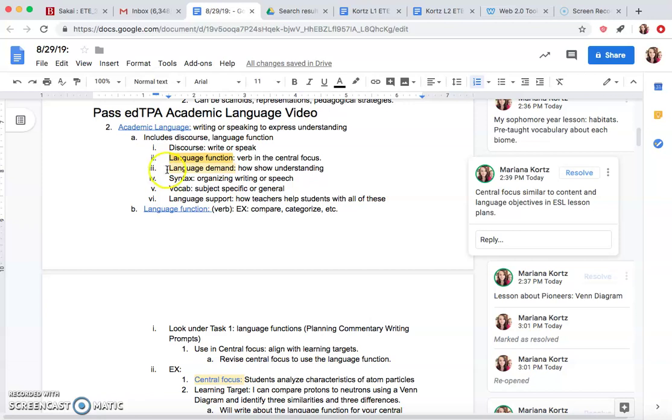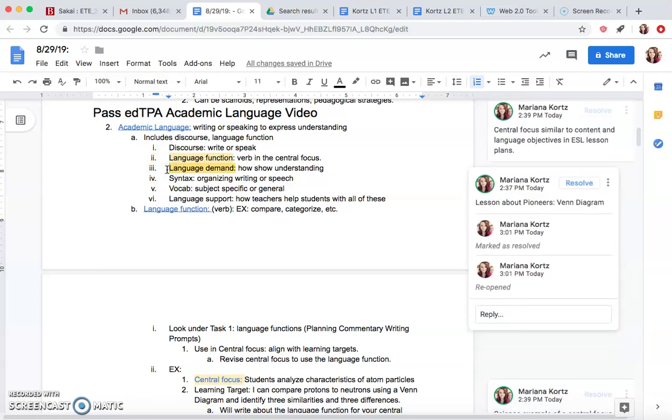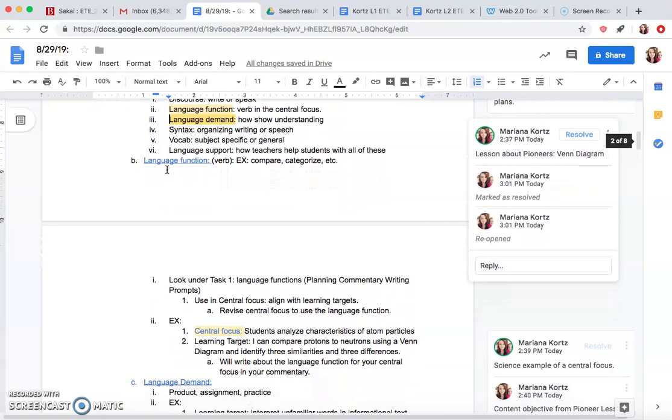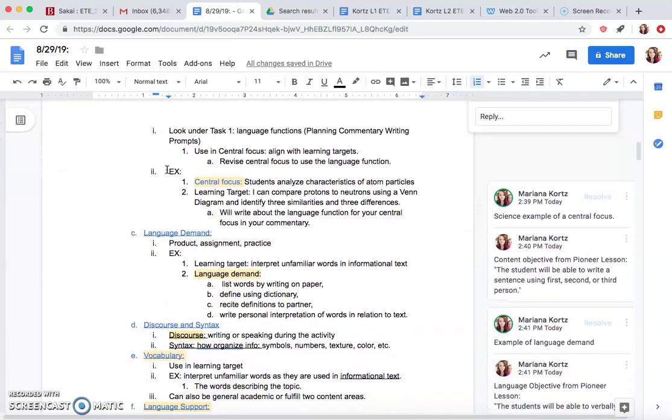And I will have an example of a central focus later in this video. Also, there are language demands, which is how the student shows their understanding. This is the words that they use in writing or in speech to show that they understand. And this is very important as well. I'm going to move on to my example of a central focus.